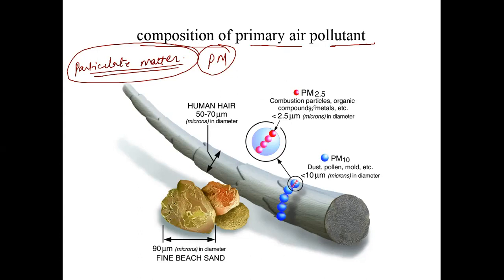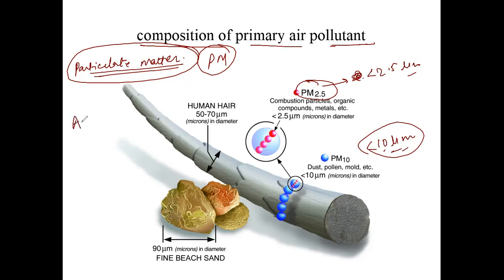PM 2.5 means its diameter is less than 2.5 micrometers. PM 10 means its diameter is less than 10 micrometers. So asbestos or smoke or dust or small particles whose diameter is less than 2.5 or less than 10 micrometers are called air pollutants. So these are the air pollutants. Now come to the next. So first is particulate matter.